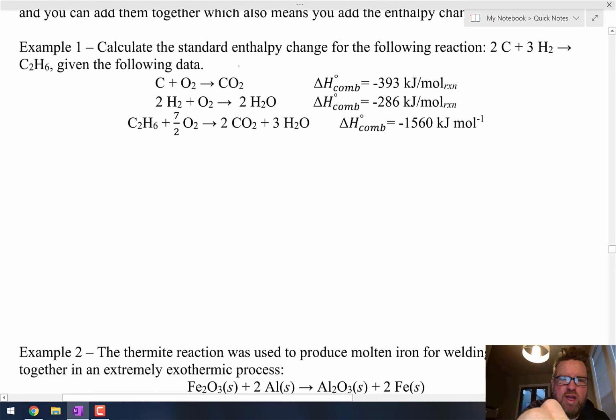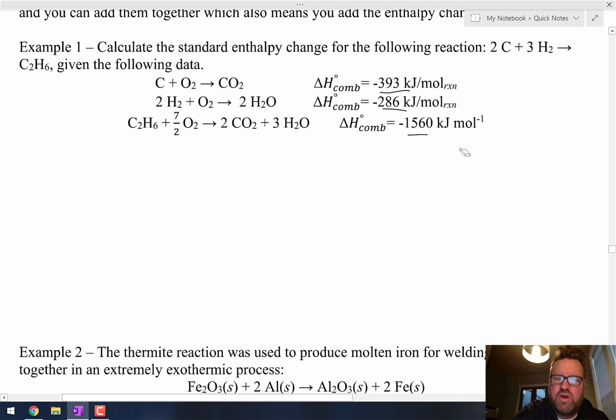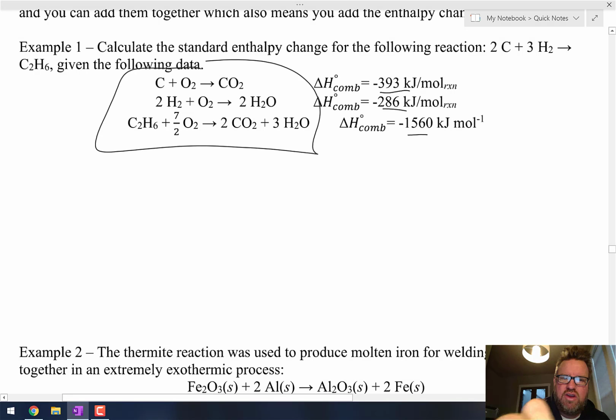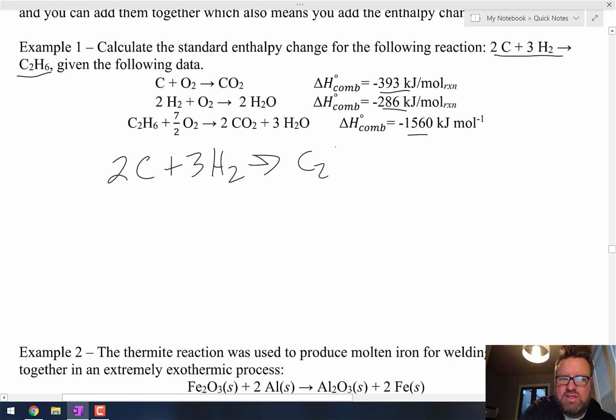So we've got three chemical reactions here, and we have the enthalpy change for all three of them. They're all combustion reactions. Basically, we're going to take these three equations and combine them together to make this equation here. So what does that mean? It means that we need to take these three equations and somehow come up with 2 carbons plus 3 hydrogens to make C2H6. Well, how do we do that?